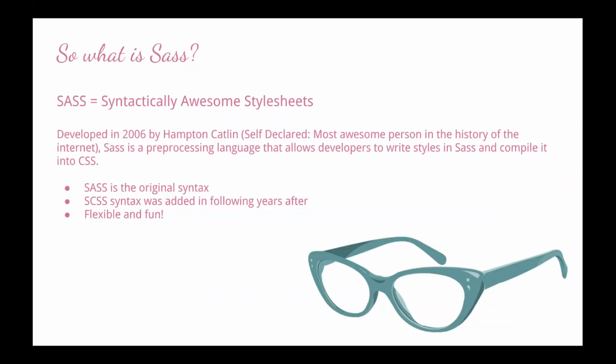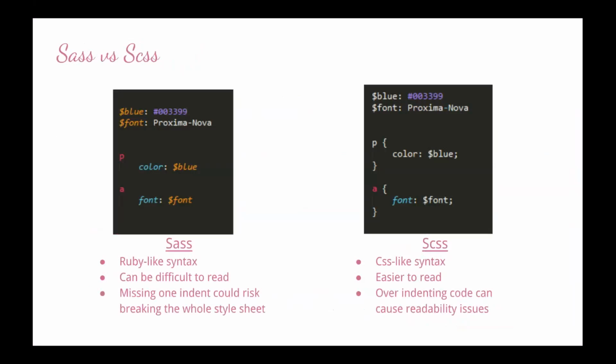So the difference is with Sass, it was created by Ruby developers, so it has Ruby-like syntax. It can be a little difficult to read because it's very clean and dry. And if you miss one indent, it could risk breaking your whole style sheet. I've been there. It's not fun trying to find what went wrong.